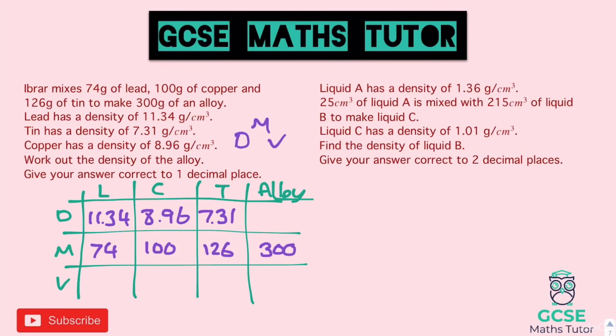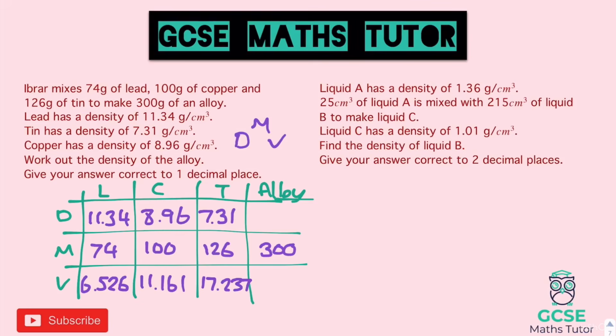So for that first volume, I'm just going to go left to right. 74 divided by 11.34. And we get some pretty horrible decimals here. So I'm going to leave them all to 3 decimal places. 6.526, if I round that to 3 decimal places. 100 divided by 8.96 gives us 11.161. Again, rounding that to 3 decimal places, and 126 divided by 7.31 gives us 17.237, and again, just rounding that to 3 decimal places.